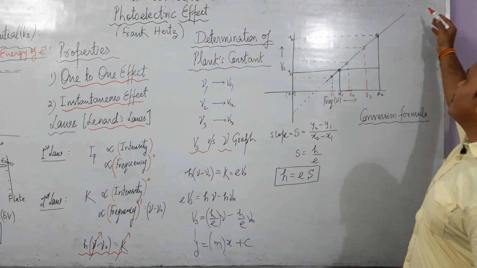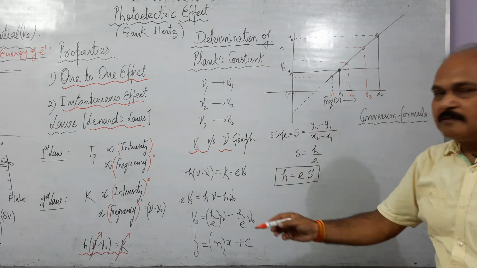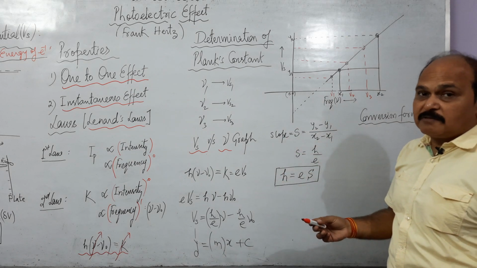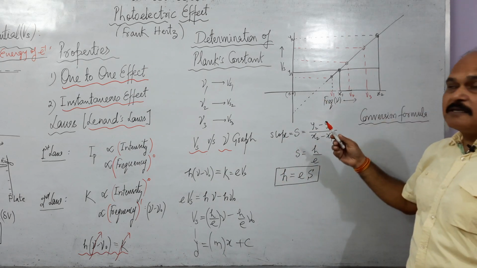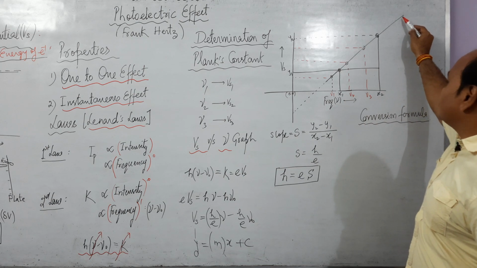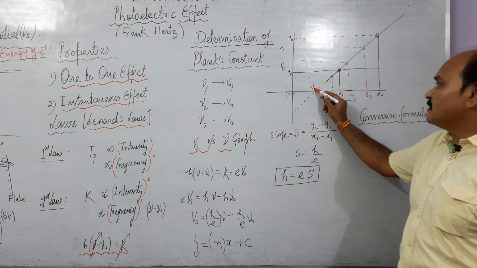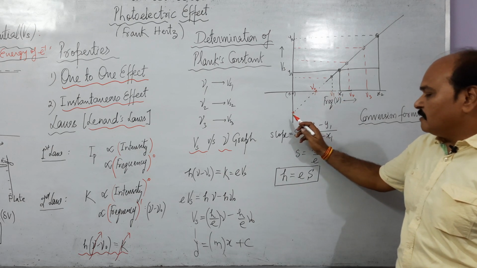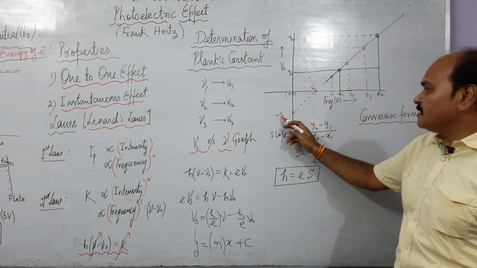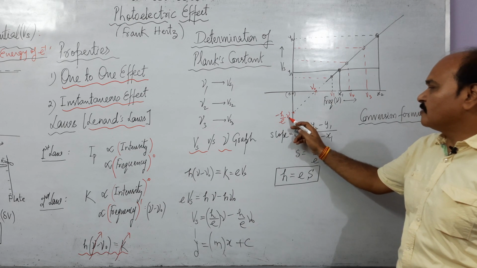When we join all these points, we get a straight line, and this straight line is extrapolated. It cuts the frequency axis here, and it cuts here with an intercept of minus h upon e times nu naught.